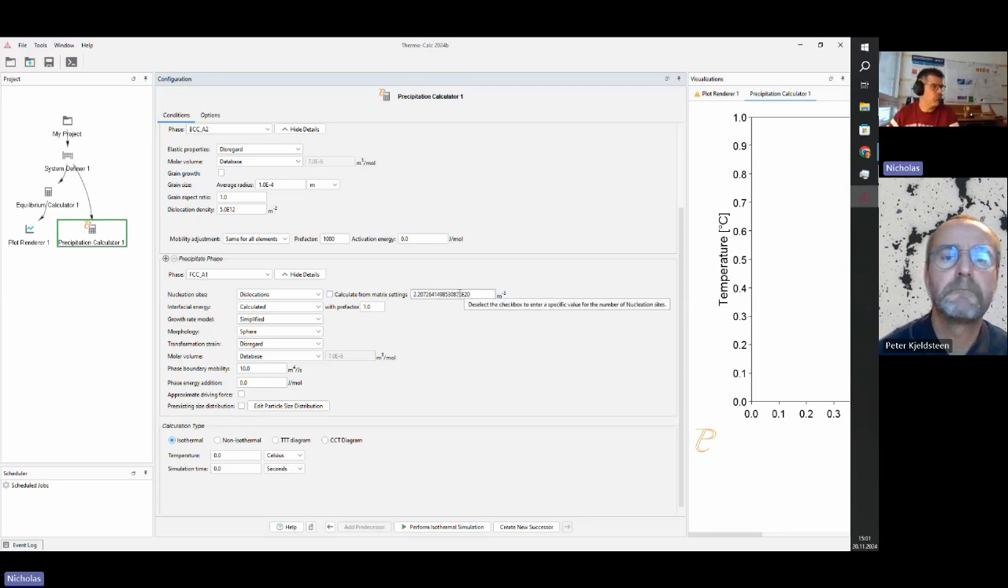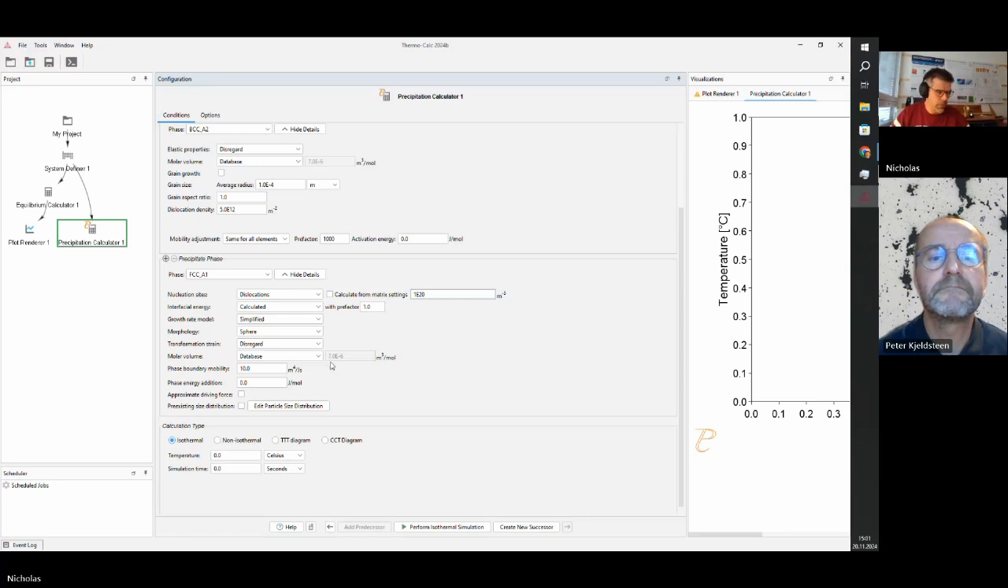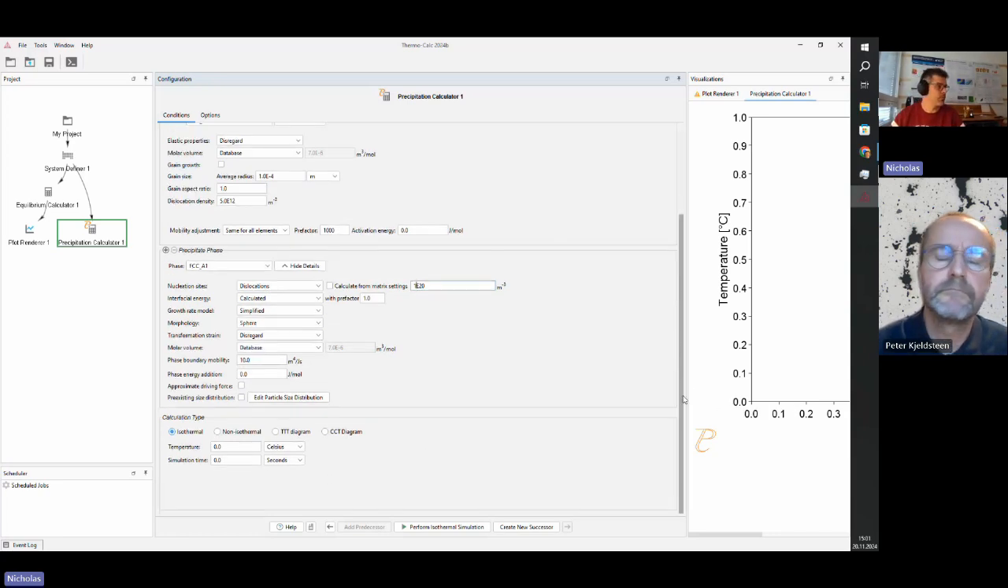I'll put some nucleation site density here. Again, these are the uncertainties in nucleation and growth calculations. It depends very much on the process and the material. Okay, and then let's say isothermal.